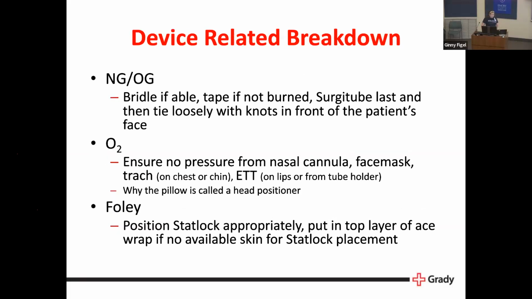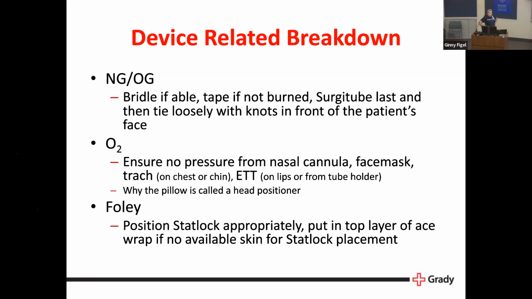All right, device-related breakdown. So in the ICU, do our patients have lots of tubes and lines and things that we've connected to them that are laying on them, under them, around them, all those things. So they are all points for risk of injury. So NG-OG, we want to bridle if available. This is clearly from my slides, tape if not burned. And then using some kind of tie as our last resort, and making sure if we're knotting anything that we're doing, that it's in front of the patient's face, so there's no pressure on it.